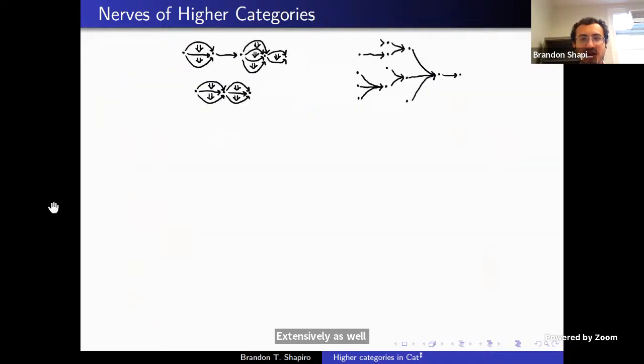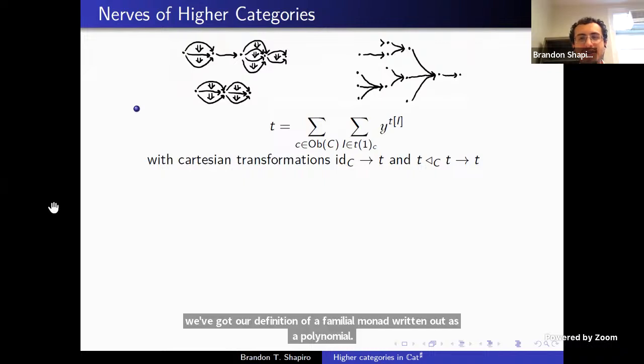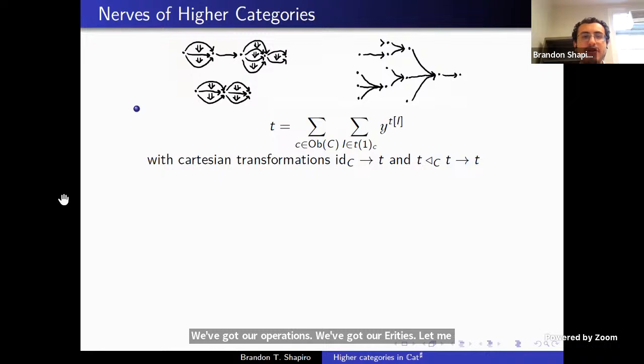So let's keep this picture in mind of our arity diagrams that we're going to compose, and using those to turn an algebraic structure into something more combinatorial. And we've got our definition of a familial monad written out as a polynomial. We've got our operations, we've got our arities, and we know that they behave nicely with the structure of a monad.